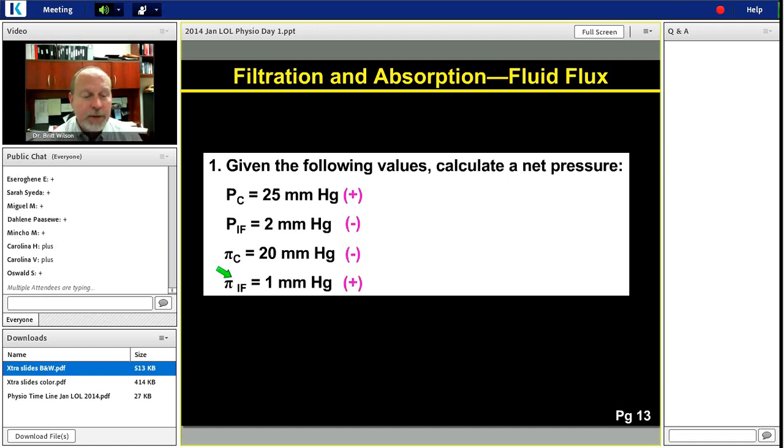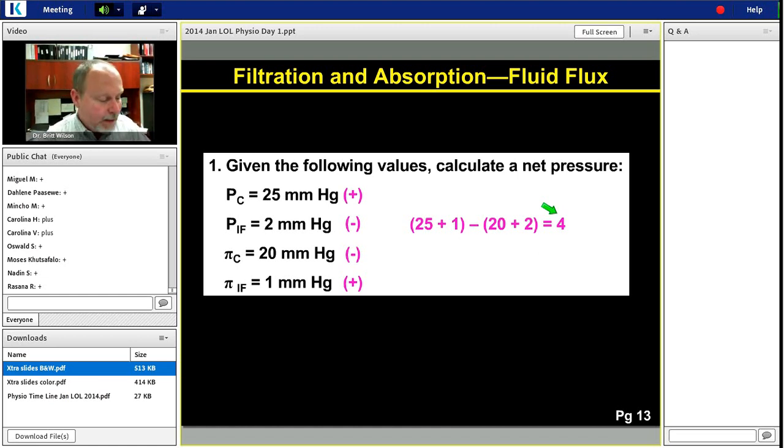So I just take my two numbers that have a plus, add them together. My two numbers that have a minus, add them together, and then subtract absorption from filtration. And I have just quantitated the net forces. See how simple that is? Nice and easy. As long as we can remember what promotes filtration, what promotes absorption, and we can quantitate. If it's a plus, that means it is favoring filtration. If it becomes a minus, then it's favoring absorption.